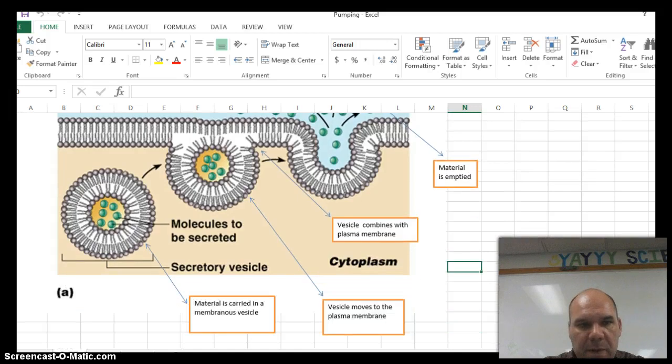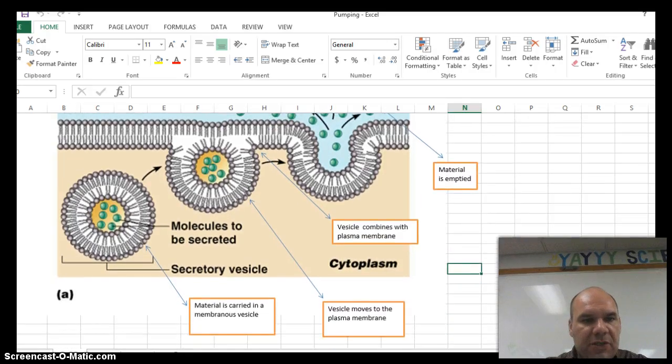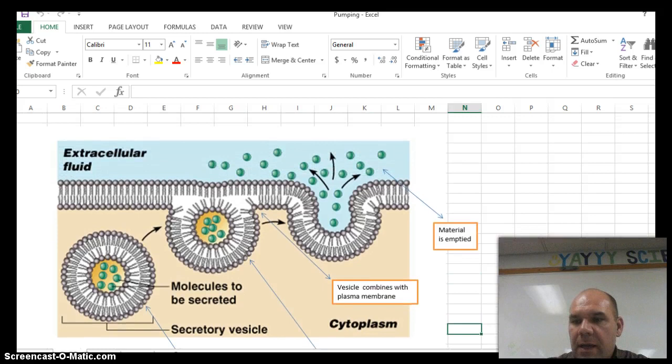Once again, this will be something we pass out in class tomorrow, but you can see the relationships that take place here. You have material being carried through a membranous vesicle, and remember, vesicles are those types of things that transport material within a cell. We know that those vesicles move to the plasma membrane or cellular membrane, and eventually they come into contact with that membrane and actually combine with it. And after that, the material is eventually emptied into the extracellular environment.